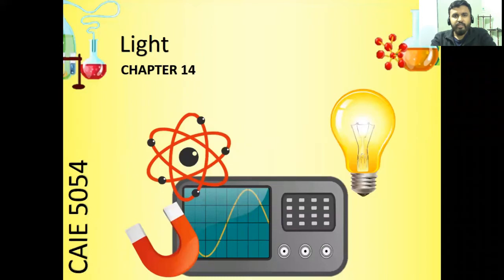In this video, we will start with lesson number 1 on chapter 14, Light, for Cambridge students of the series Physics 5054. So let us start with our lesson. I have been receiving requests from the viewers to make lessons on these topics, so here we are.